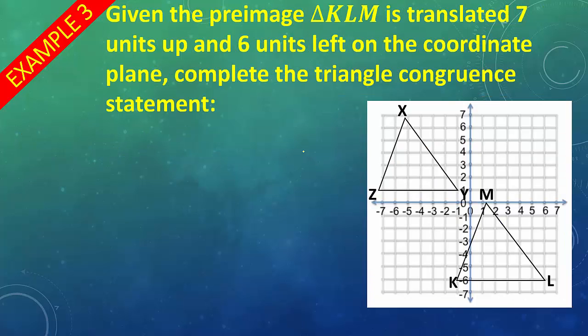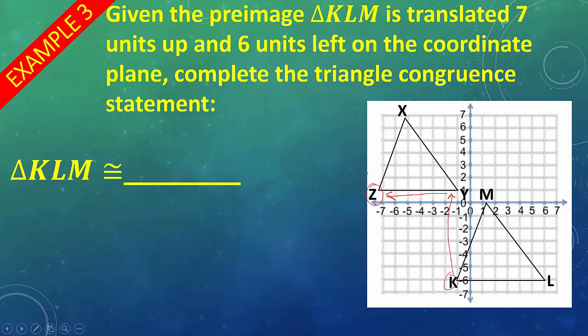All right, final example for this section. So given the pre-image triangle KLM is translated 7 units up and 6 units left on the coordinate plane, complete the triangle congruent statement. So we have triangle KLM, and we're told that it's been translated 7 units up and 6 to the left. So all you have to do is say, go from K, 7 units up, 6 to the left, that gives me Z. For M, 7 units up, 6 to the left would give me X, and then for L, 7 units up, because L's right there, 6 to the left would give me Y. So we started with K, L, M, so that would be triangle ZYX.